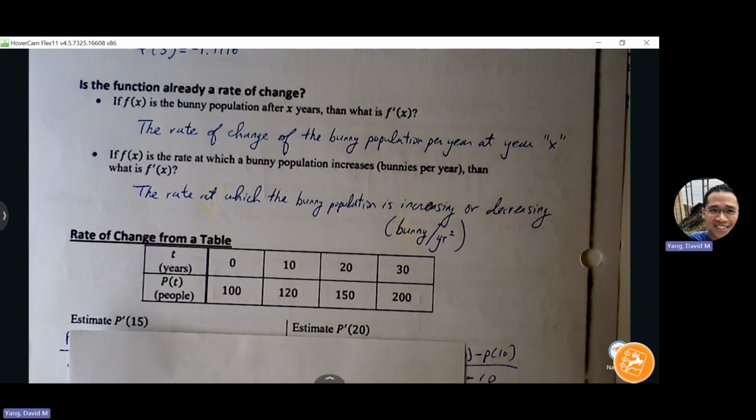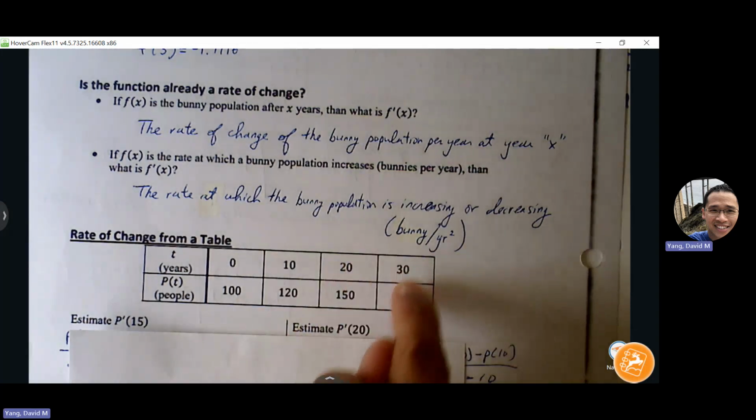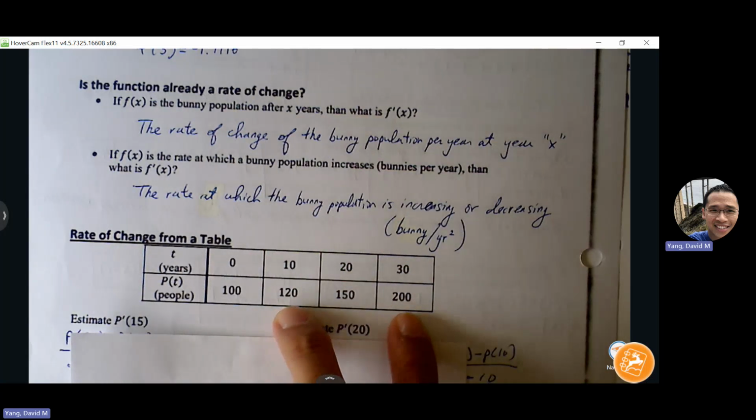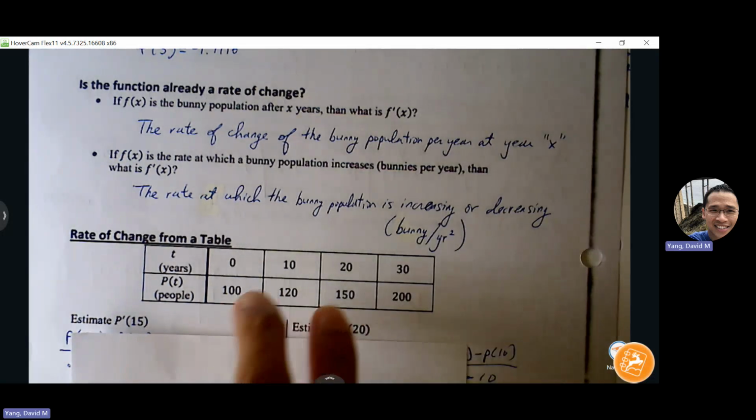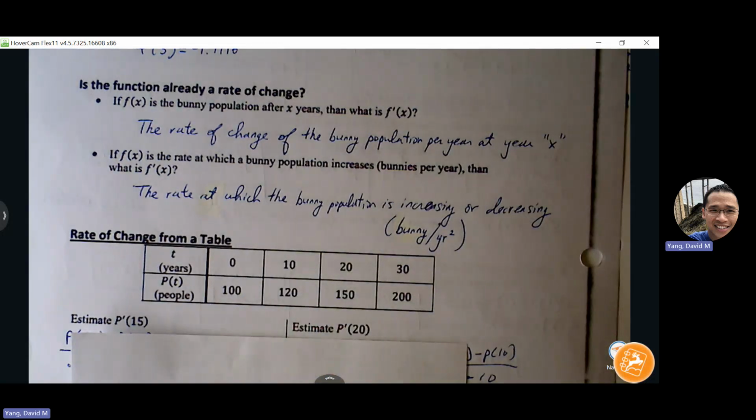Okay, if you want to do rate of change from a table, you just find the closest ordered pairs. In this case, you'll just do slope. So estimate p prime of 15, estimate p prime of 20. For p prime of 15, you're forced into 2 ordered pairs, but for p prime of 20, you can pick any ordered pairs around 20. You can choose between 10 and 20, you can choose the ordered pairs 20 and 30, or you can even make a case for 10 and 30. But if the value that you're estimating is exactly between 2 values, then you're forced into using those 2 ordered pairs. That's the best one you can use.